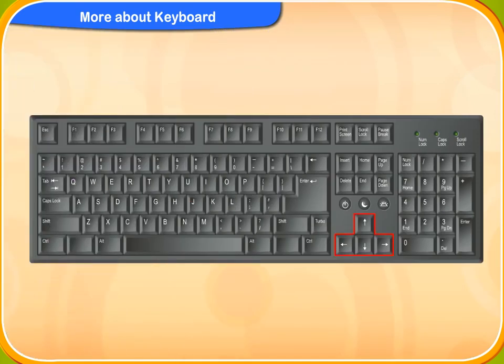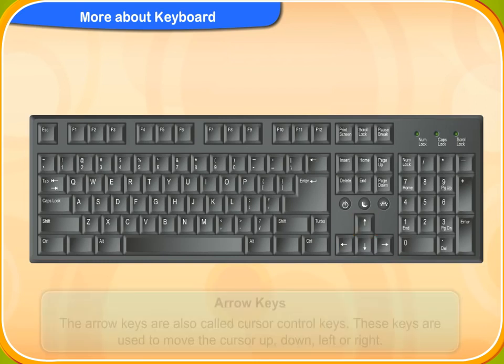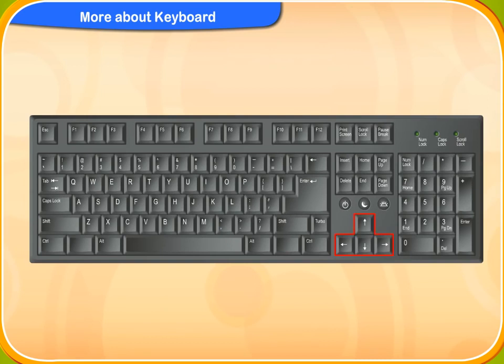These 4 at the bottom are the arrow keys, aren't they, Kliko? Yes, these are the arrow keys. The arrow keys are also called cursor control keys. These keys are used to move the cursor up, down, left or right. Which arrow key is used to move the cursor up? Yes, look at the keys.